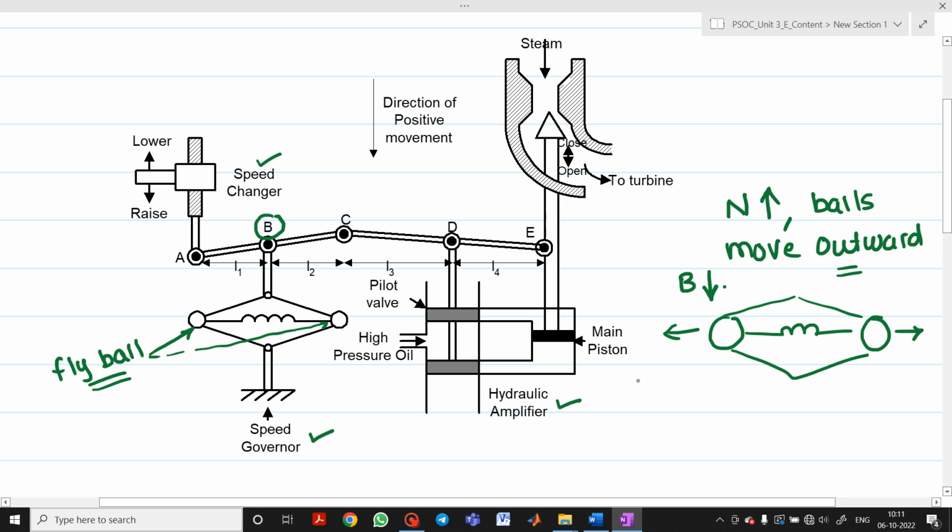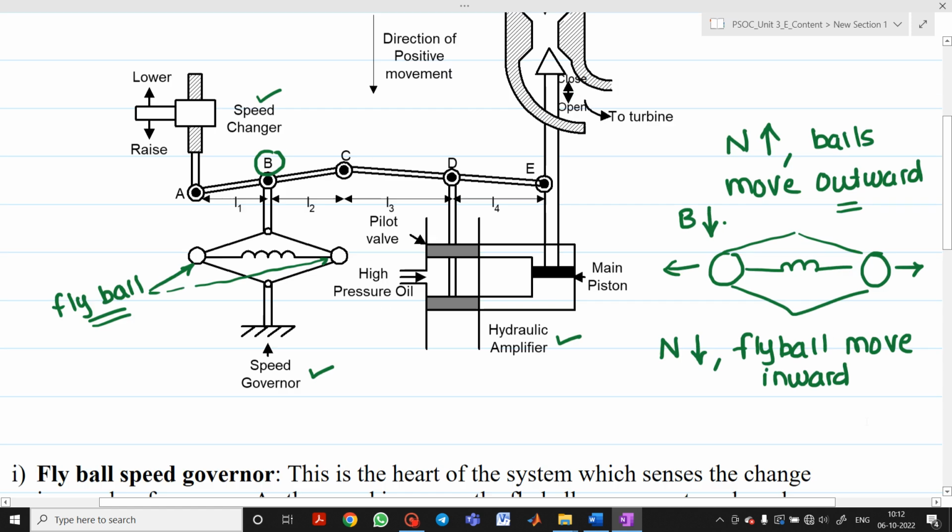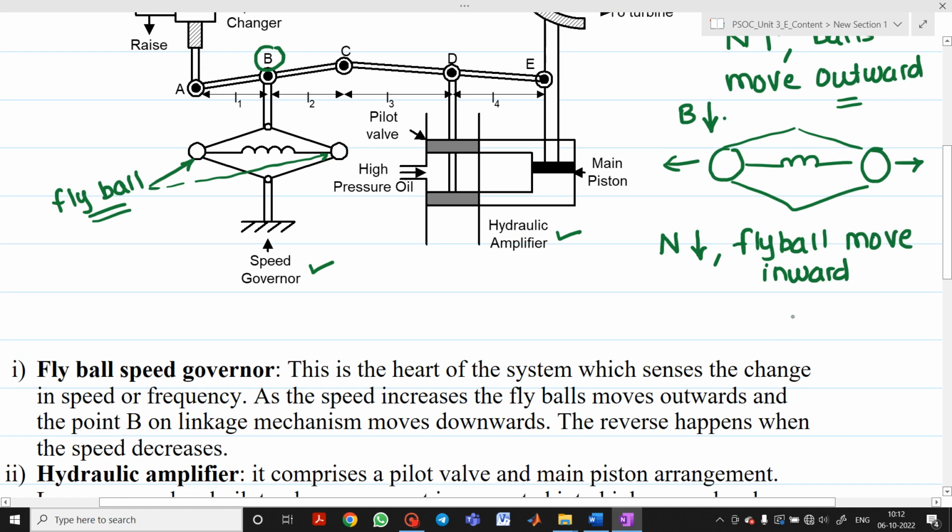On the other hand, if the speed is lesser, what happens to the fly ball? The fly ball will move in the inward direction. So what will be the diagram here? This will be the diagram. It will move in the inward direction. And as it moves in the inward direction, what will happen to point B? That point B will move in the upward direction.